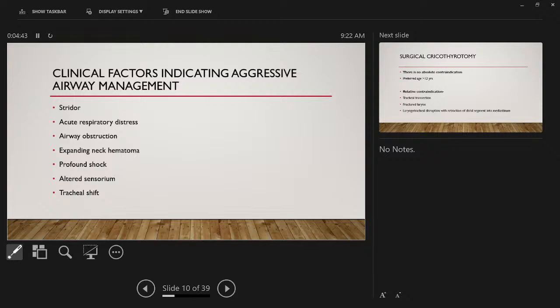What are the clinical factors which indicate aggressive airway management? I have talked about it earlier also. Stridor, acute respiratory distress, expanding hematoma, airway obstruction, profound shock, and obtunded sensorium.